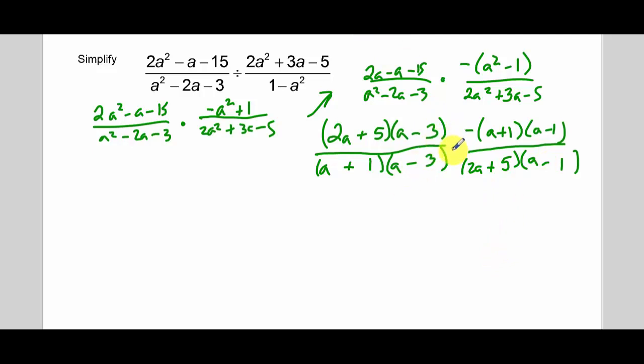Now I look to reduce anything exactly alike on top of each other in any way, shape, or form. So the a minus 3's go, the 2a plus 5 goes, the a plus 1 goes, oh look at this, and the a minus 1 goes, and I'm left with this negative sitting right here, so I end up with a negative 1 as an answer.